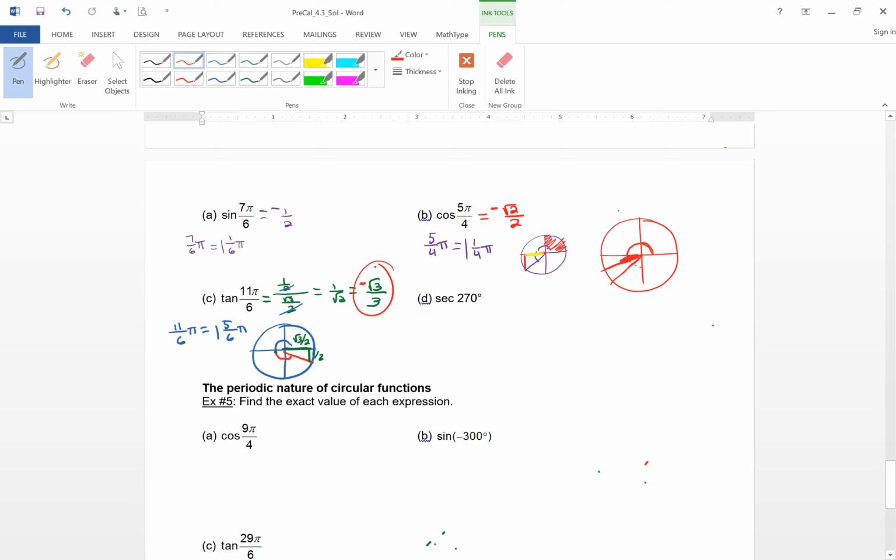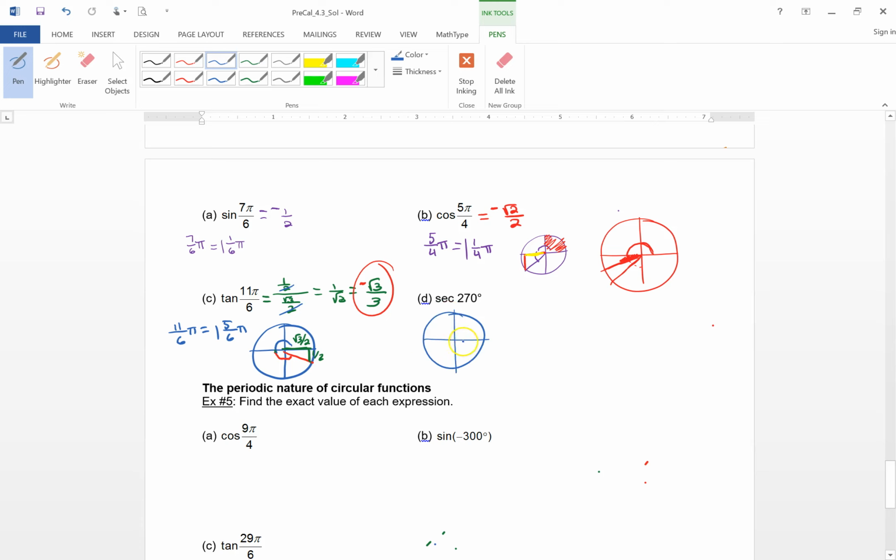Okay, and we just did 3 problems with radians, with no calculator, all mentally, and look, we're all still alive. We survived it, so it can be done, all right? Now, the next one is secant of 270. So let's see where 270 is.